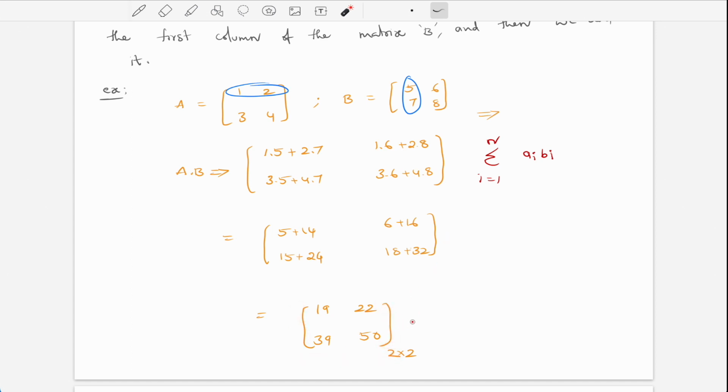That's it, bro. It's just simple. But we don't do it element-wise. It's a kind of new thing. With rows and columns, we just multiply these two.